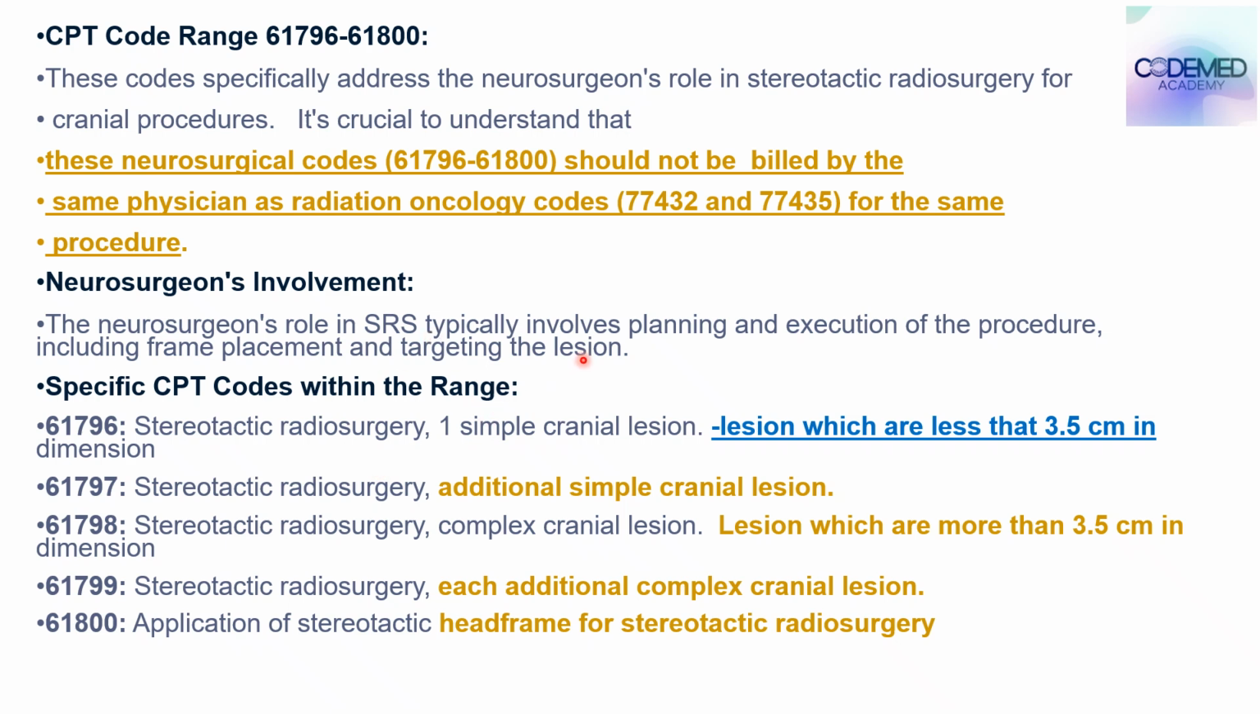So what is the role of the neurosurgeon? The neurosurgeon's role in this stereotactic surgery involves the execution of the procedure, including frame placement and targeting the lesion. And if you see the codes, you will realize that the codes are divided depending upon how big the target is. If the target or the lesion is less than 3.5 centimeter, then we call it a simple cranial lesion. And if the lesion is more than 3.5 centimeter, then we call it a complex lesion.